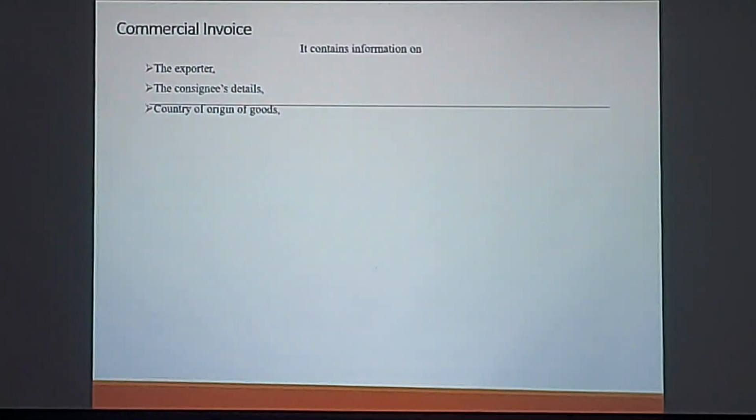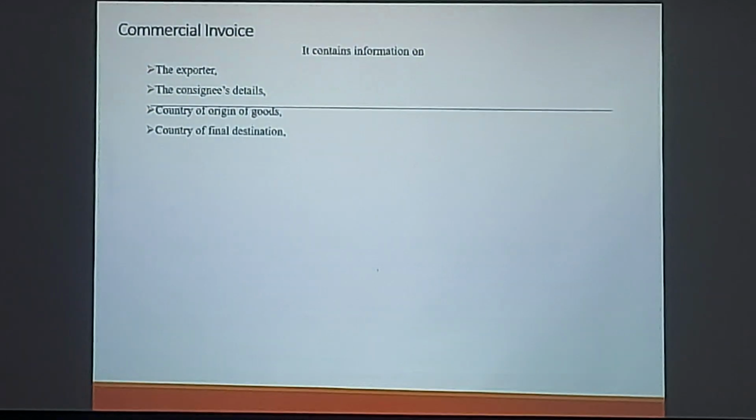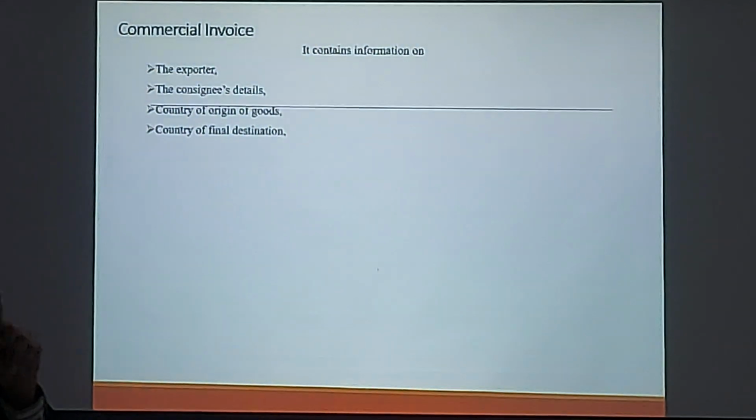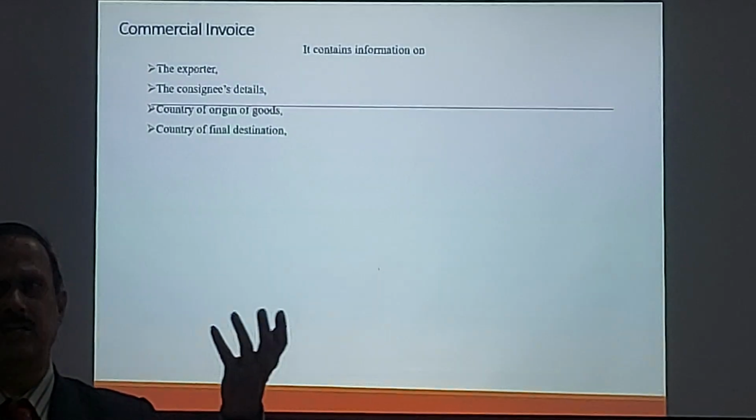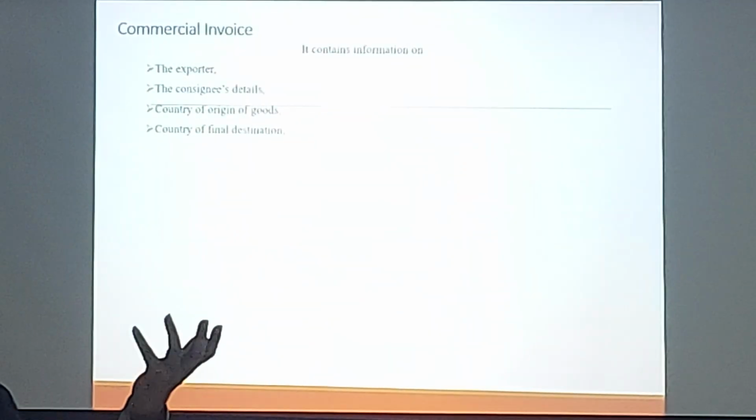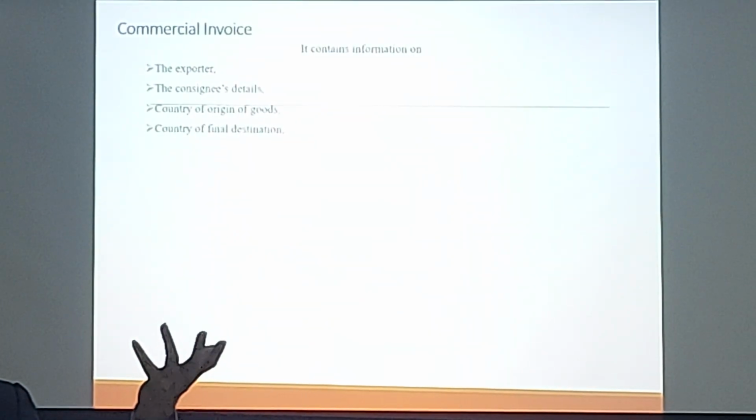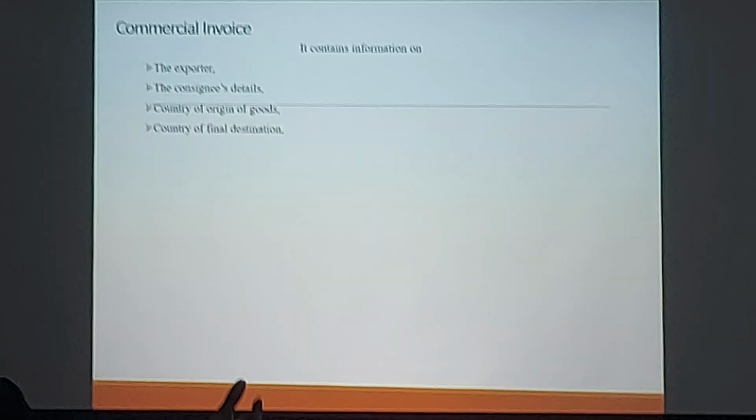Country of origin of goods: from India. Then country of final destination, where the goods are going. So that is important. Say, for example, Nepal is a landlocked country. Can they import the goods by sea? How does Nepal import goods? You don't import oil, petroleum products.